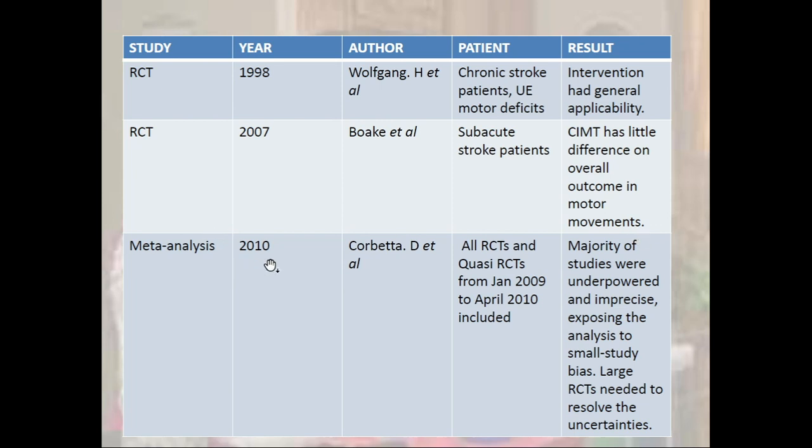And then when the meta-analysis study was done in 2010, all RCTs from January 2009 to April 2010 were included. In that, they found the majority of studies were underpowered and imprecise, exposing the analysis to small study bias. So a large RCT is needed to resolve this. So all these studies, if you go through them, they found the majority of the conditions.